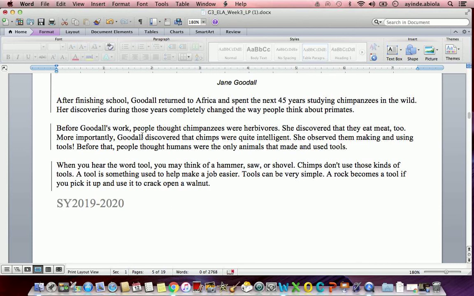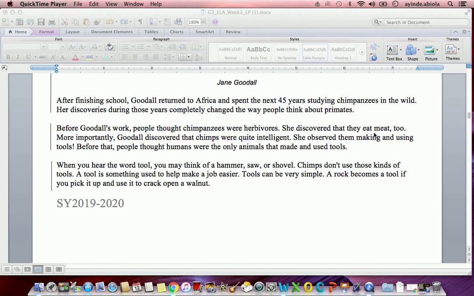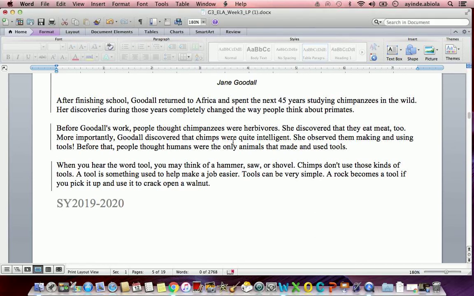Before Goodall's work, people thought chimpanzees were herbivores. She discovered that they eat meat too. More importantly, Goodall discovered that chimps were quite intelligent. She observed them making and using tools. Before that, people thought humans were the only animals that made and used tools. Go ahead and circle, underline, or write a margin note for this paragraph.